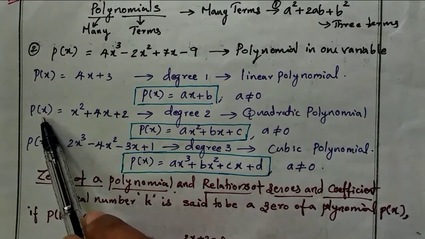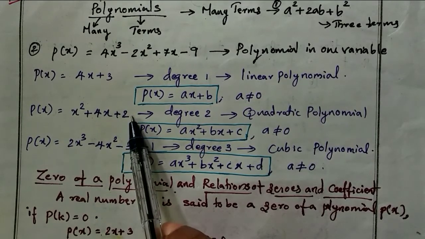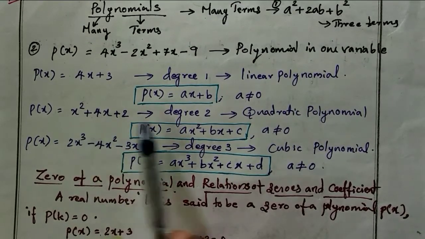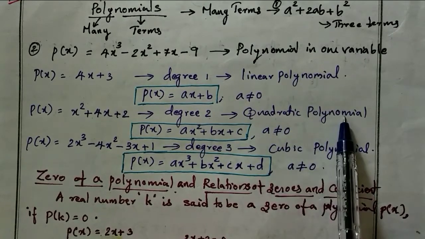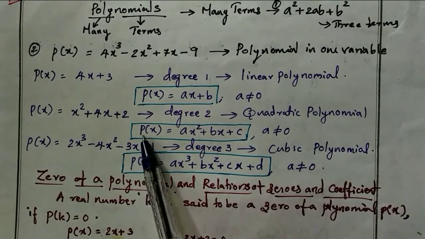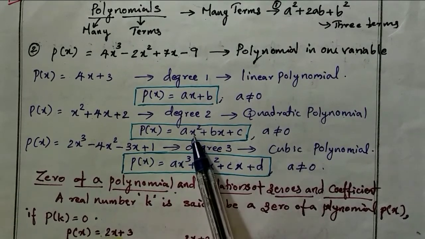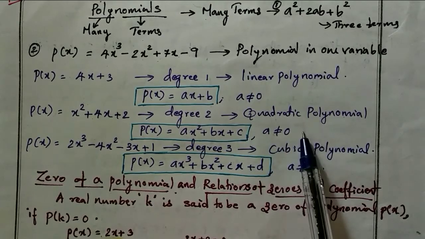The next one, p of x equal to x square plus 4x plus 2. This is another example of a polynomial. And here the highest power is 2. So this is called degree 2. So that is called a quadratic polynomial. Then the general form of this polynomial is p of x is equal to ax square plus bx plus c, a not equal to 0.